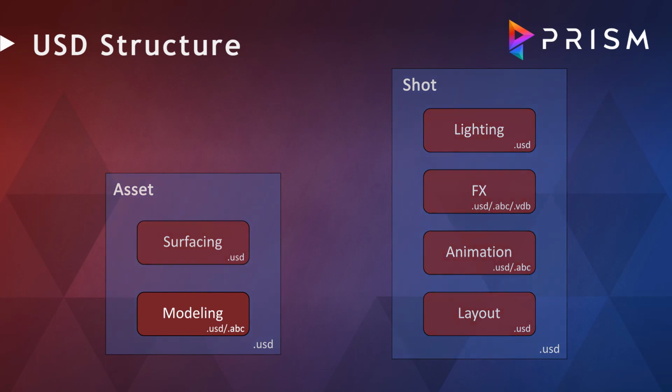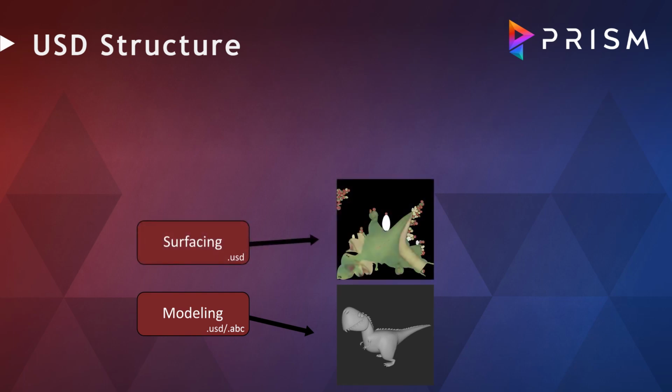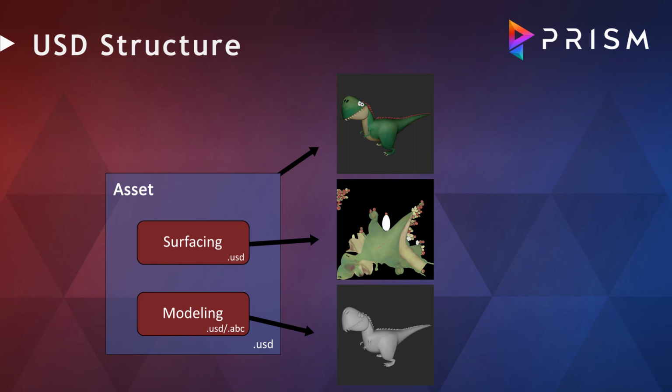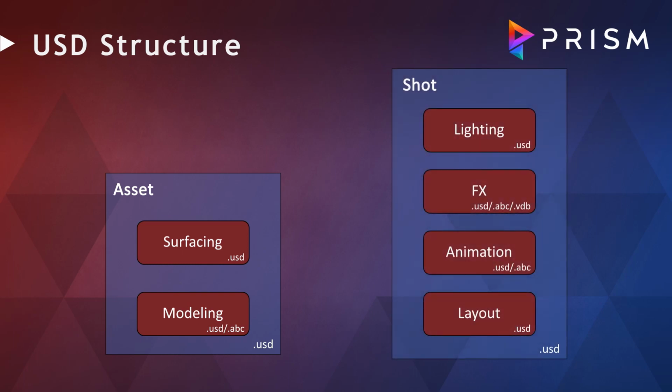So for our dinosaur asset, we will have one modeling department layer, which contains our geometry, and one surfacing department layer, which contains our materials. Both layers get referenced by the asset USD container. When we render our asset USD container, both layers get merged, and we will see our dinosaur with applied materials. And it works similarly with the shot USD container. The shot USD container references the department layers of layout, animation, effects, and lighting. And when we render our shot USD container, all these layers get merged and we will get our final image.